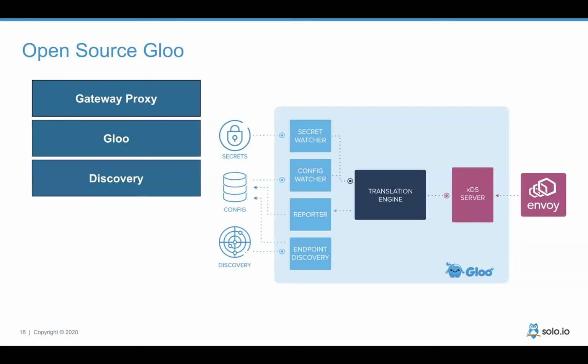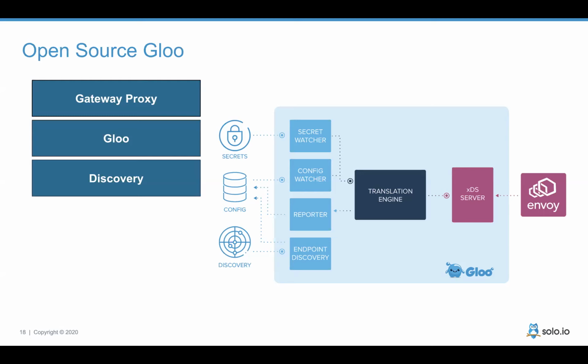I should mention that on the left-hand side of this picture, we've got secrets, config, and discovery listed. This is meant to indicate the underlying dependencies in terms of storage that we rely on. We rely on a place to store secrets. If we're deployed on Kubernetes, this could just be Kubernetes secrets. If we're not deployed on Kubernetes, however, you might use Vault or some other secret manager.